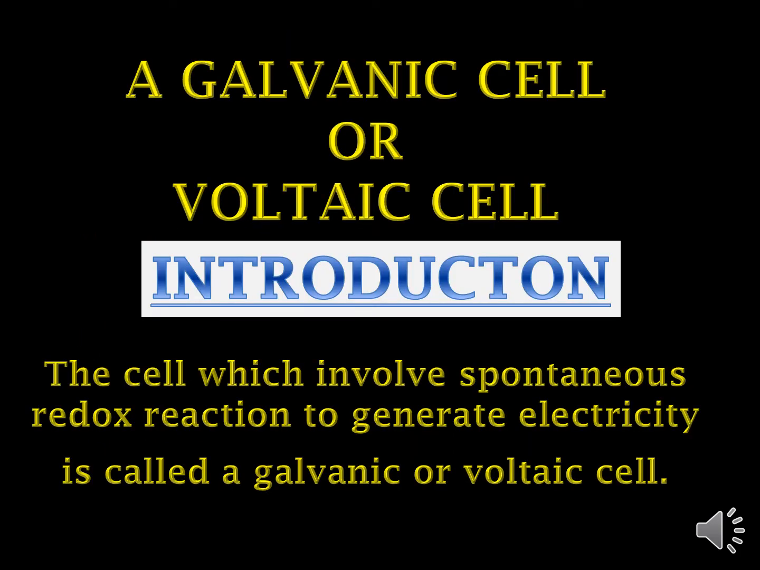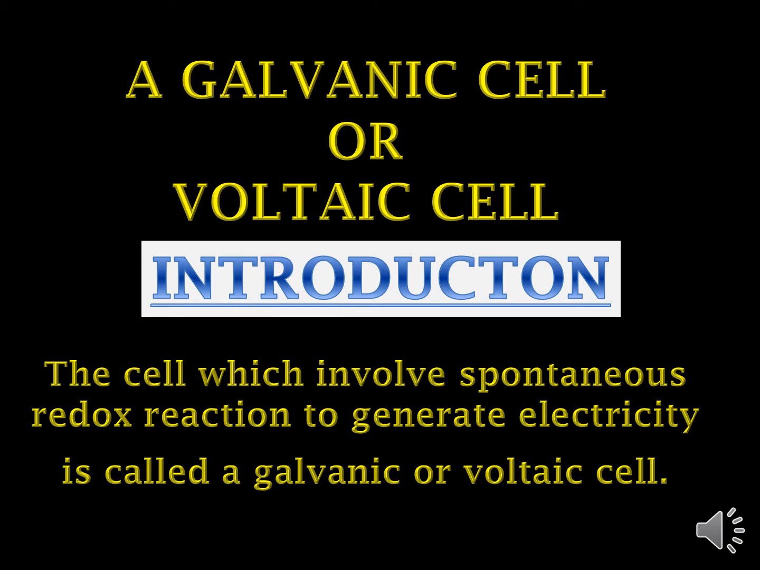Galvanic cell is also known as voltaic cell, named after Alessandro Volta, who discovered the first such cell. This voltaic cell can be defined as the cell which involves a spontaneous redox reaction. Spontaneous redox reaction means the oxidation reduction reaction which can take place by itself to generate electricity.